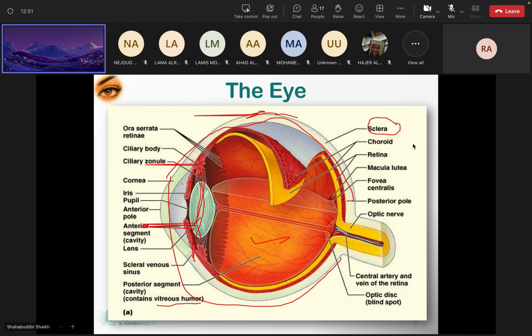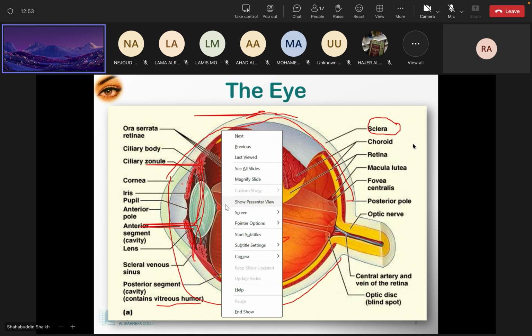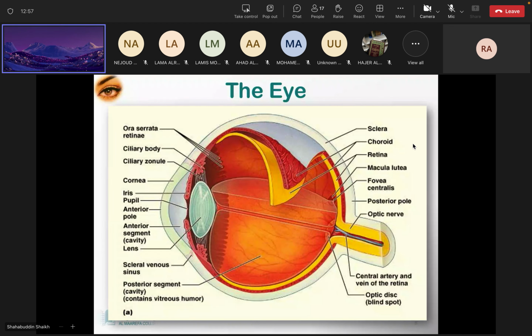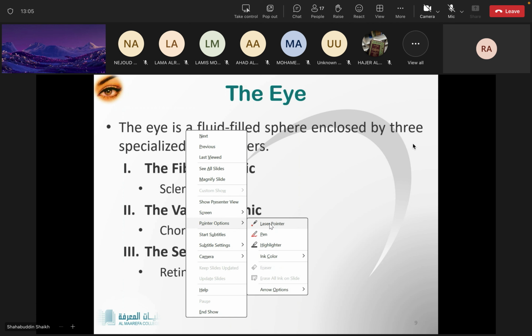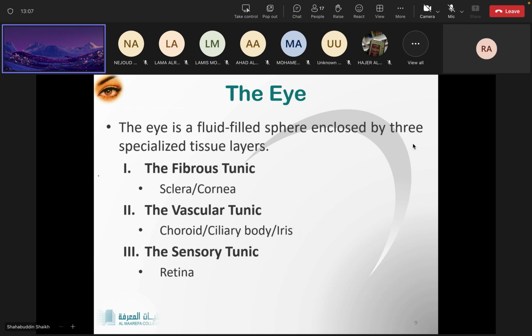I'll show you the remaining slides so that it becomes clearer instead of the picture. So this is how things are theoretically. The eye is a fluid-filled sphere, and it has these three layers.